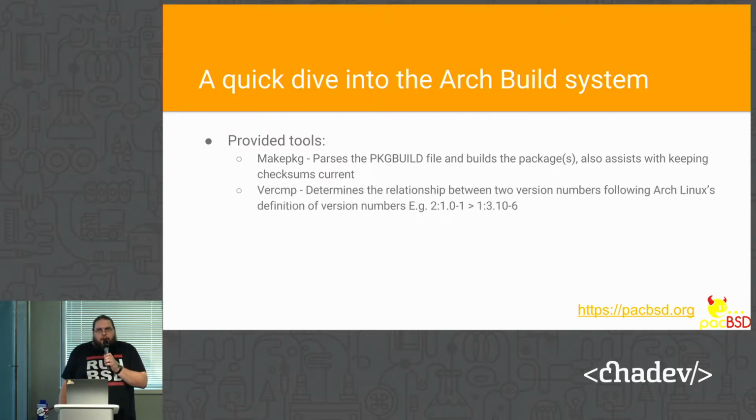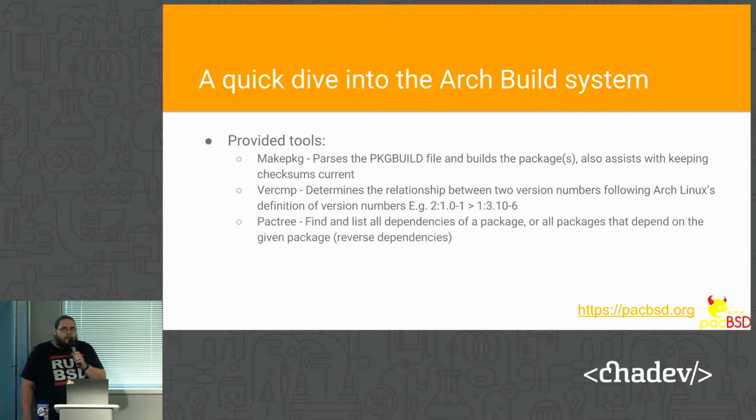You have a vercmp command that's useful to determine relationships between version numbers, because Arch has a very specific definition of what makes up a version. You have things like an epoch, which is the number before the colon, as well as a package revision. So in this case, even though the actual upstream version is 1.0, this would, if you were to run this through, actually be newer than that one, because the epoch is higher than the epoch on the second one, even though the version number is technically newer.